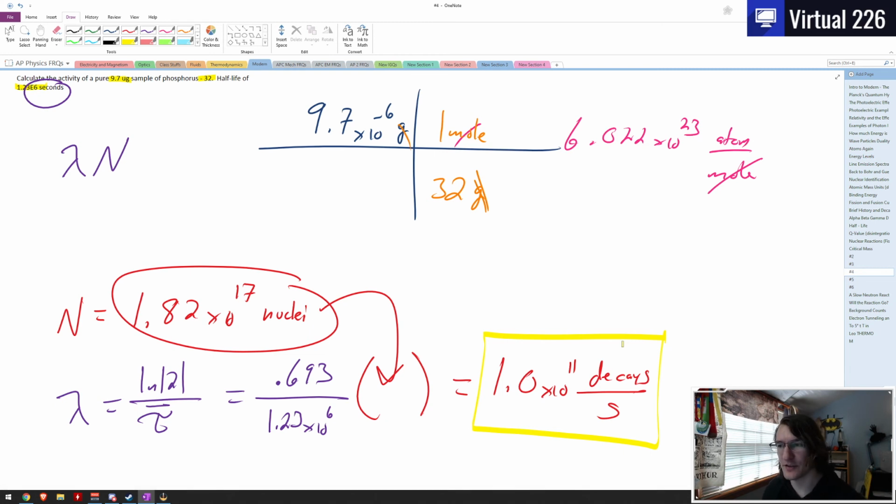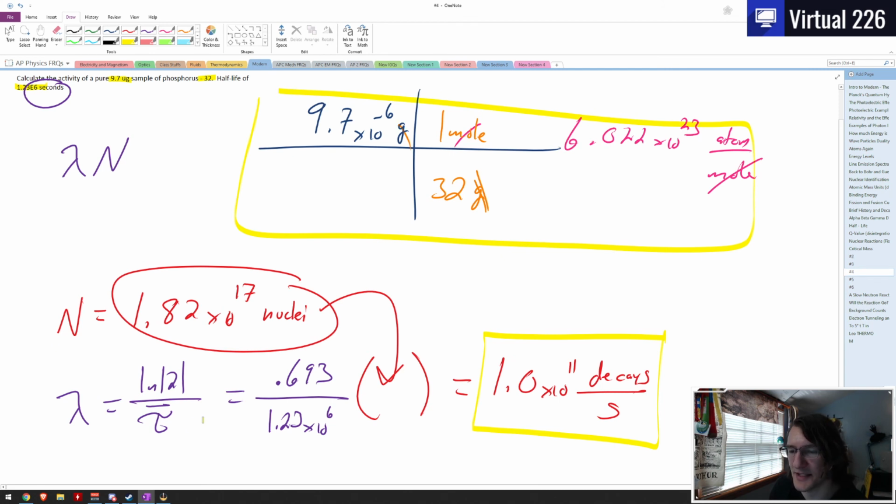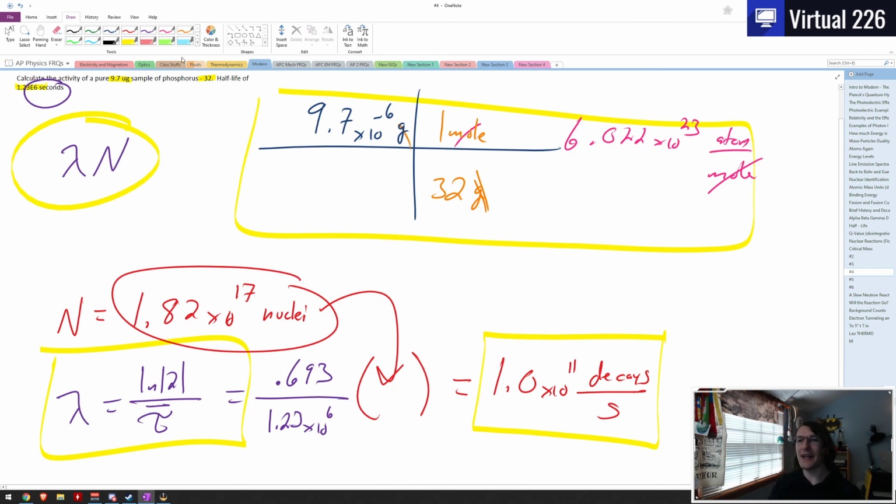So nothing too crazy in this problem. Just a little bit of old school chem coming back to haunt us. And then once again, using this activity equation and finding lambda from tau. Okay? So with that, this problem is finished.